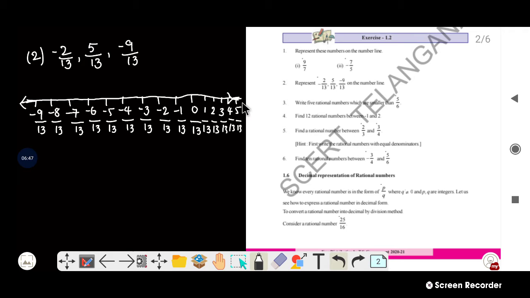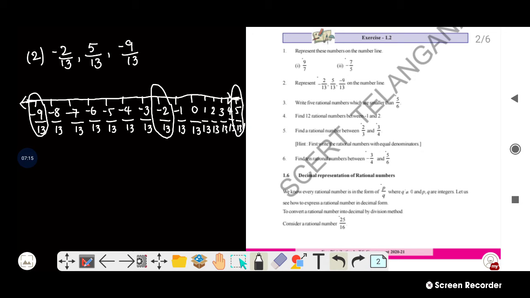So here there is a bigger number. First of all, I am going to identify 5 by 13, and 9 by 13 also I am identifying on a number line. Then the middle one is -2 by 13. Next I am identifying that -2 by 13 on a number line. Okay, so this is the second question.